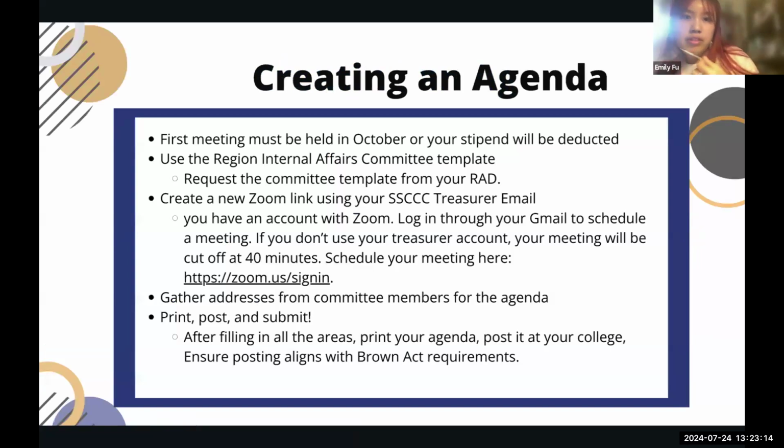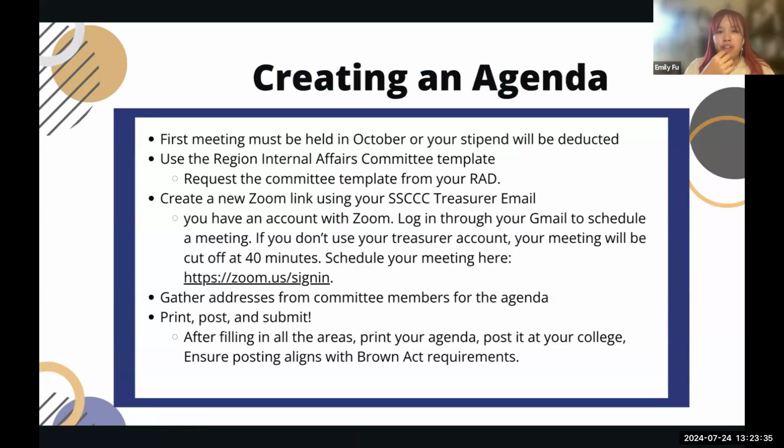Okay, and then I'll go over creating an agenda. The first meeting, which is your internal committee meeting, must be held in October by the vice chair, or your stipend will be deducted. And make sure to use the region internal affairs committee template that I just showed you.